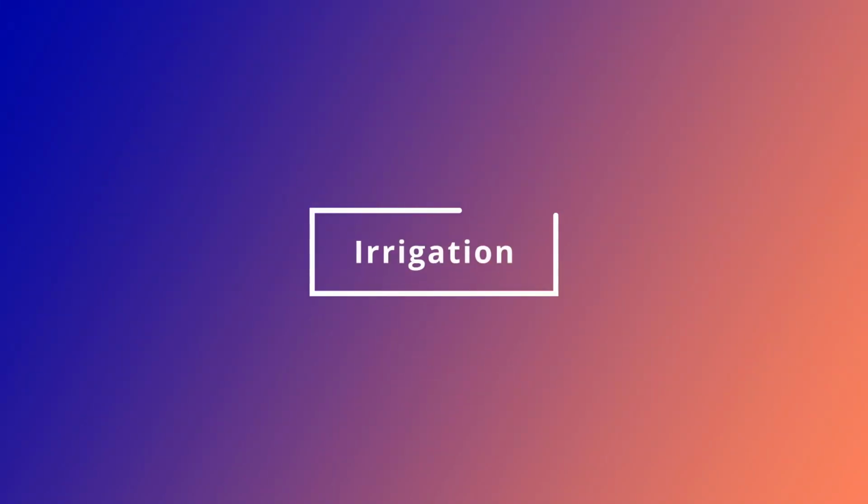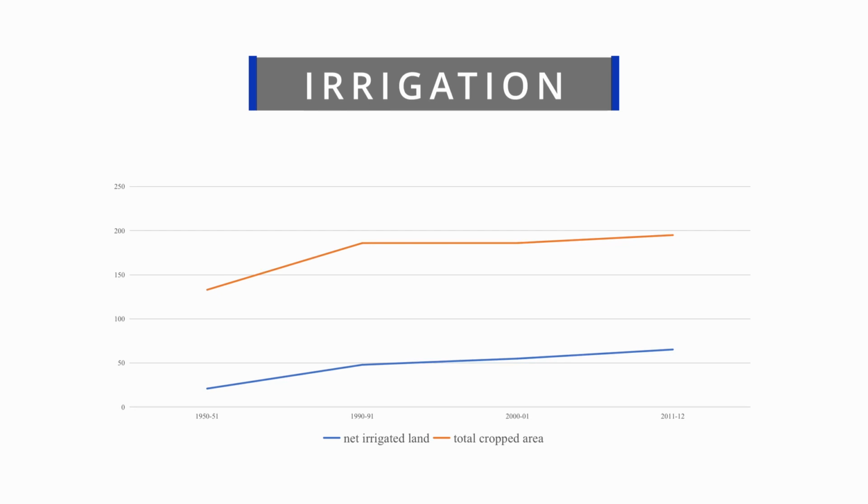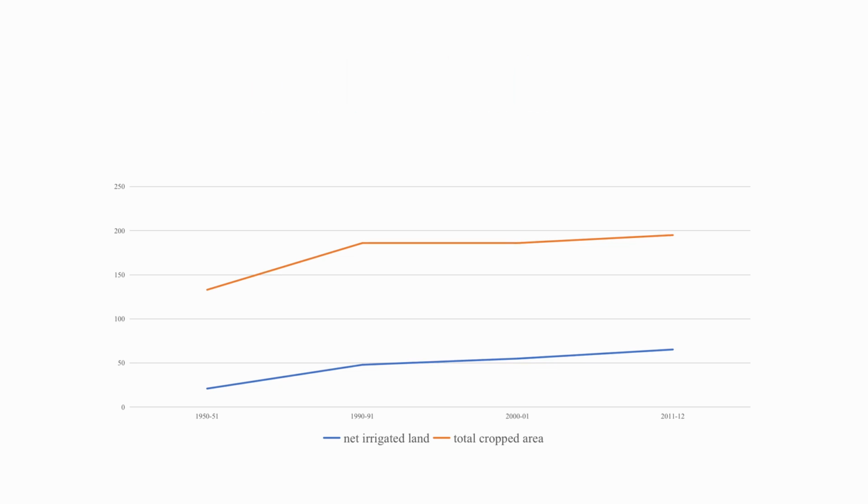So now we are coming to the last input, that is irrigation. Now the diagram is showing that in case of irrigation, the land covered under irrigation is increasing in this country over the years. But at the same time, the total cropped area is also increasing. So the gap between the total cropped area and the net irrigated land is still there. The gap has not reduced over the years. So here the government has to intervene in this area and give irrigation facilities more and more so that the maximum cropped area will get the benefit of irrigation.